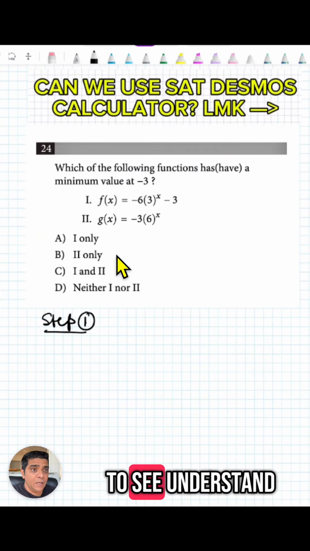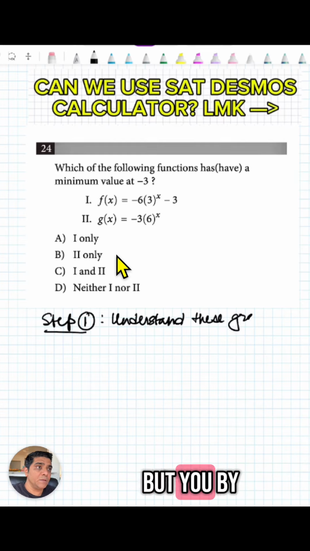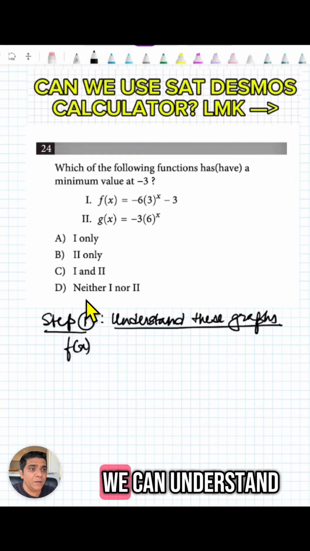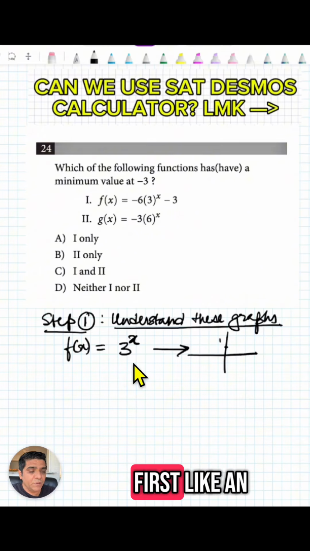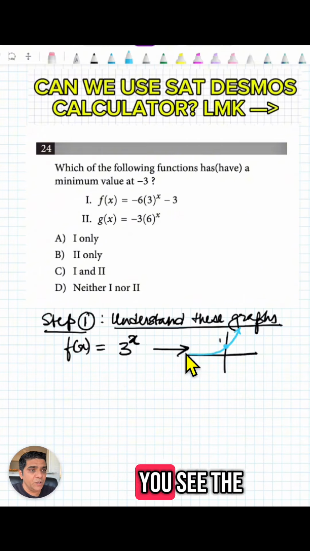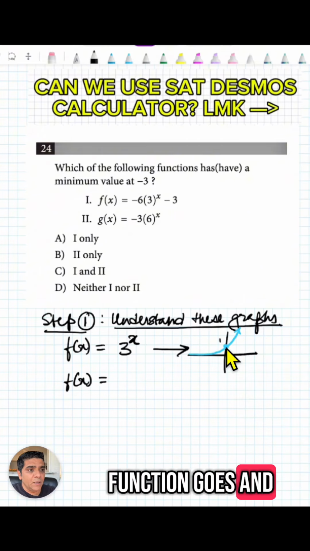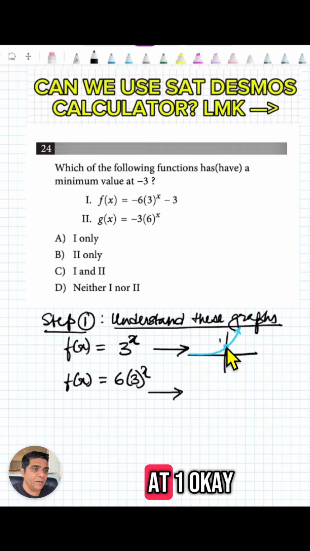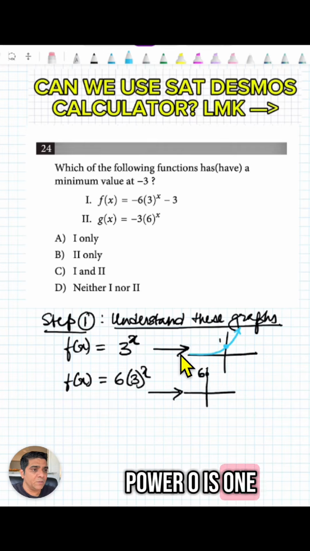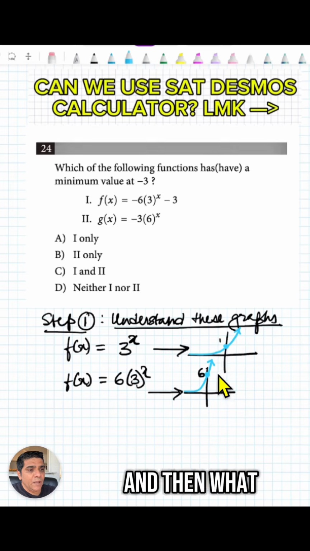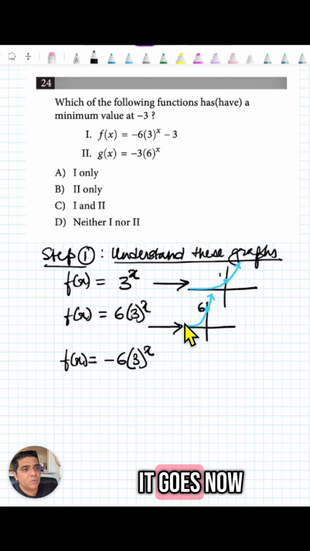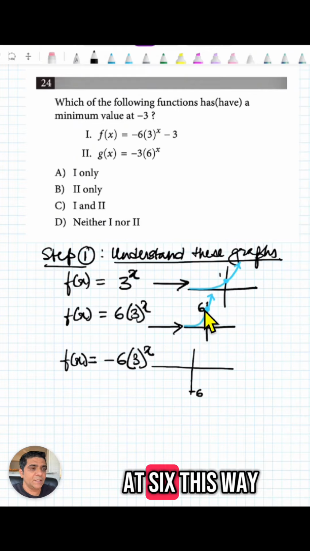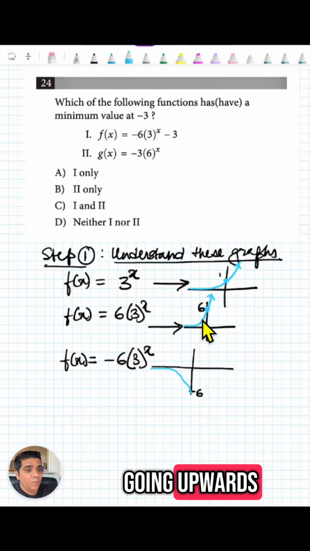So let's try to understand the math behind this by trying to solve it algebraically. We try to understand these graphs. If you have f of x is 3 to the power of x, like an exponential function, the function goes like this, and it has a y-intercept at 1, where 3 to the power of 0 is 1. And then what happens when you put a 6? Basically, it becomes more steep. It now has an intercept at 6, but it's still going upwards.